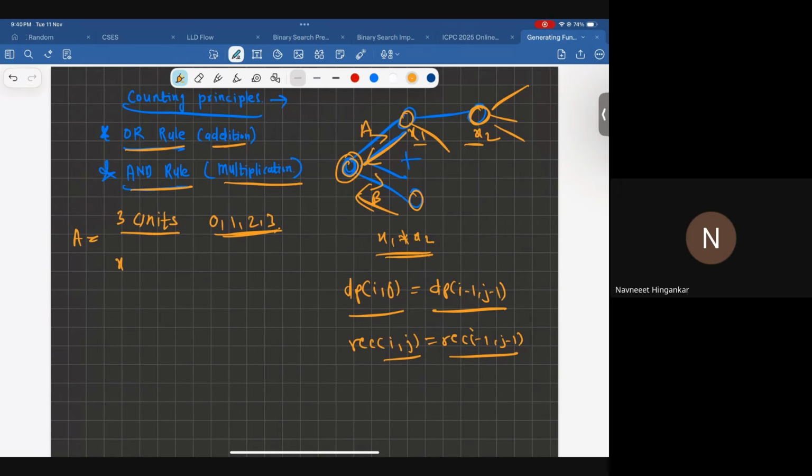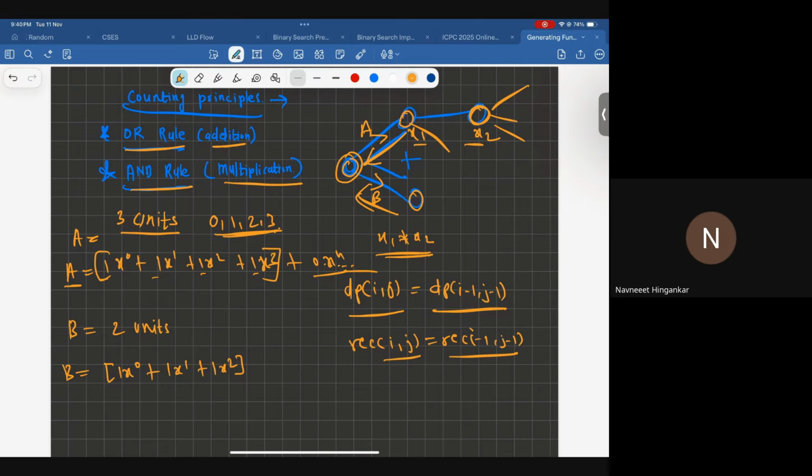So what we'll do is 1 x raised to the power 0, 1 x raised to the power 1, 1x square plus 1x cube. We don't need to write this one, I'm just writing it for convenience. And then you can also write 0 x raised to the power 4, but it's again 0, so there's no need to do that. So the polynomial for A is something like that. And let's say there is another person B who can spend at most 2 units. So the polynomial for B will be similar, which is 1 x raised to the power 0, 1 x raised to the power 1, and 1x square.